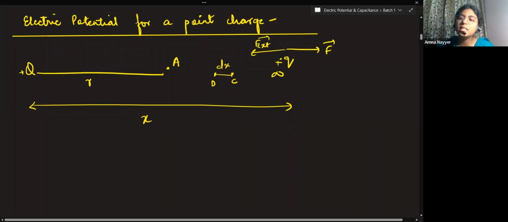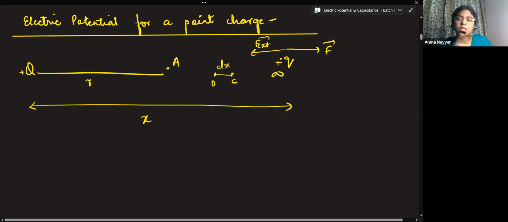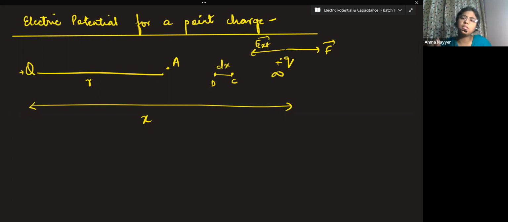Now see, what will F external try to do? F external will try to push Q back, because the force of repulsion is occurring from plus Q. What is the function of an external force? An external force always tries to bring the object back to the original position, and it acts against the force. Since your force is acting towards the right hand side, your external force acts on the left hand side, so as to bring it to a neutral position or to move it.